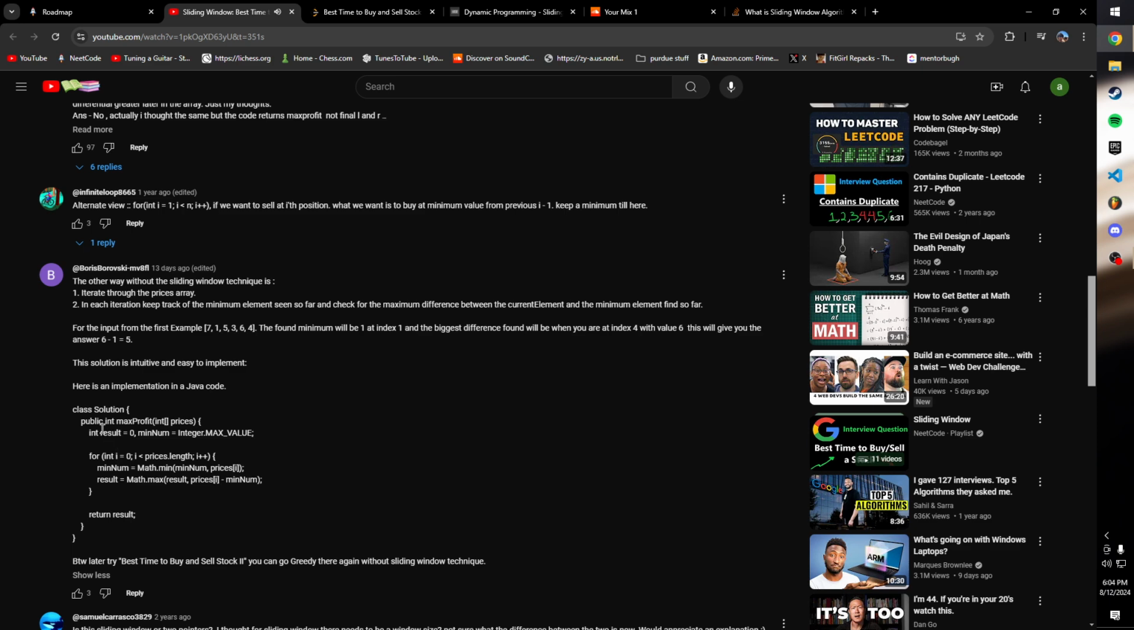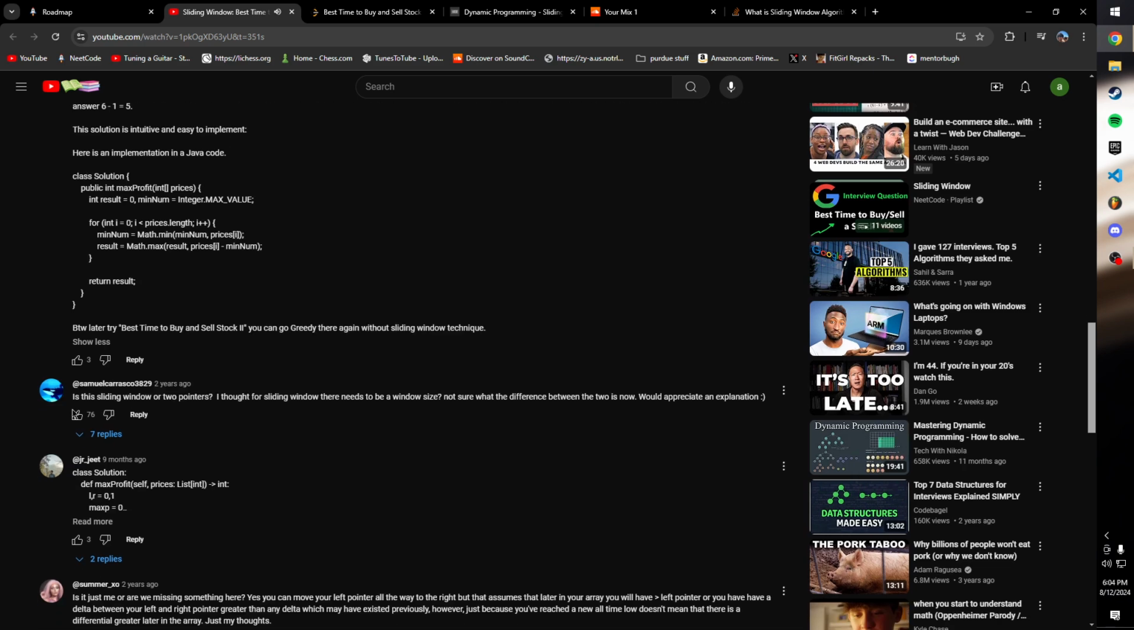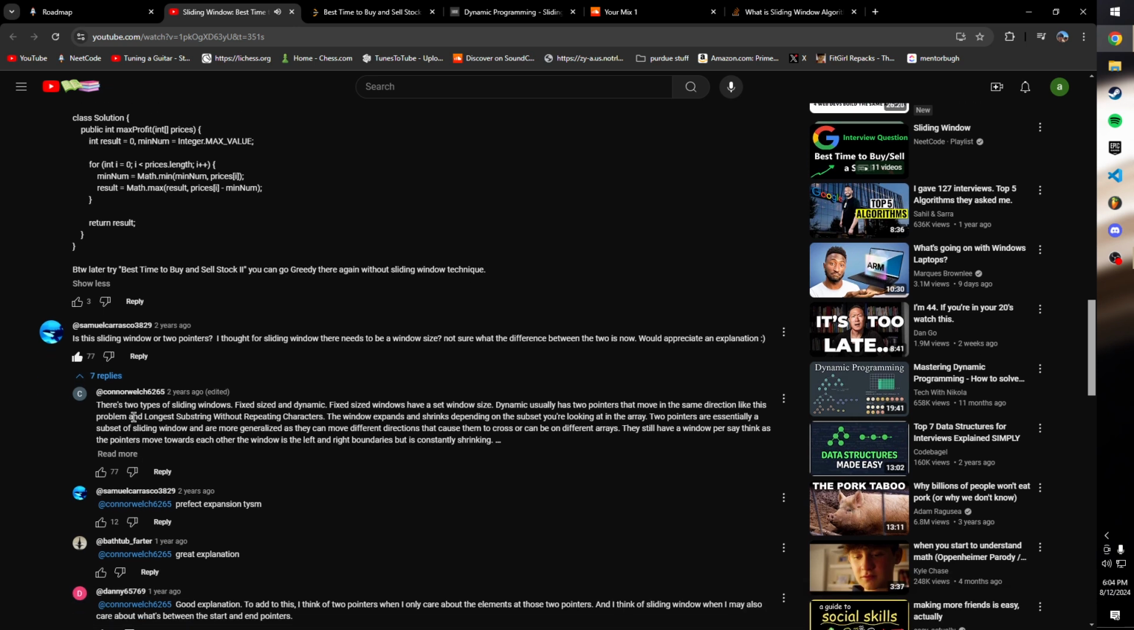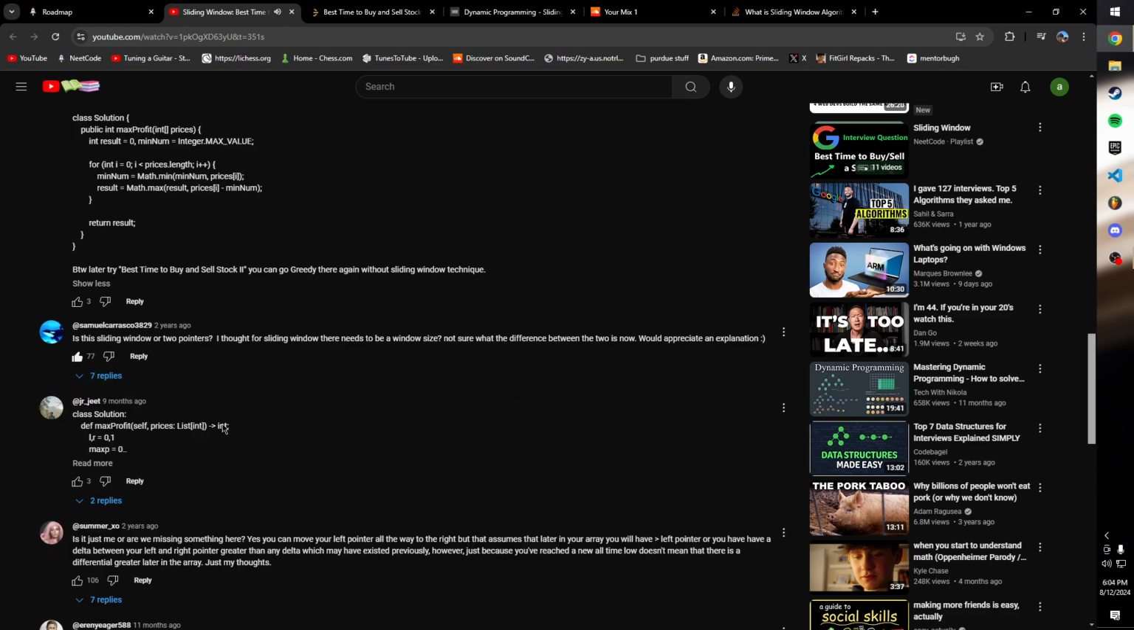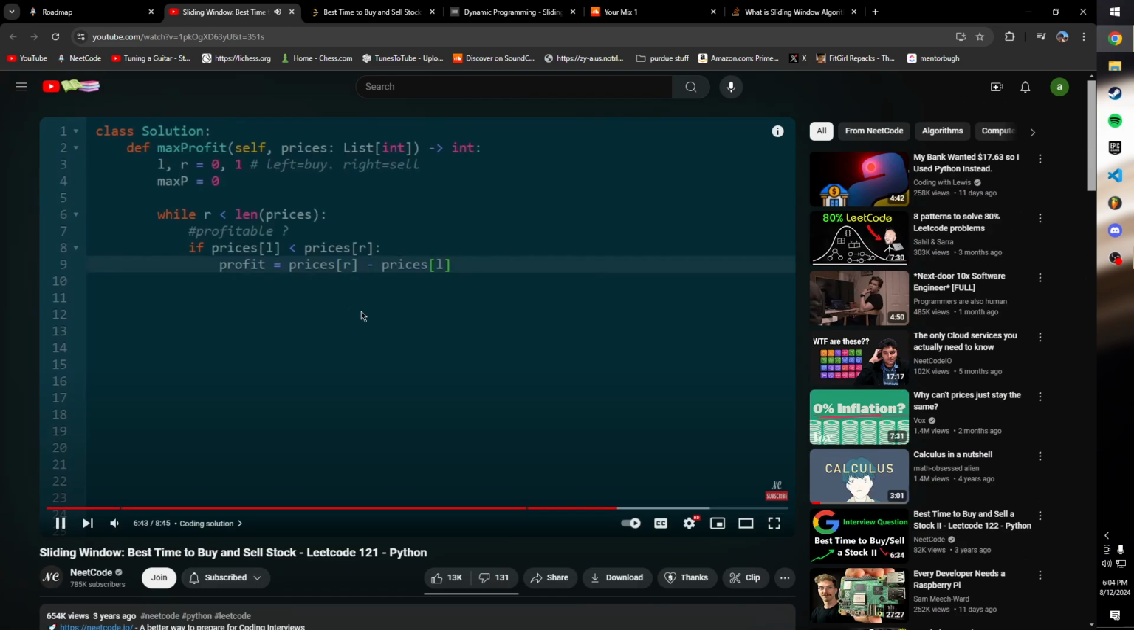Now we want to check, is this a profitable transaction? And how do we check that? Well, if prices of left is less than prices of right. Now, if this is profitable, let's calculate that profit, which is going to be, so this is just the math, right? Prices of right minus left.